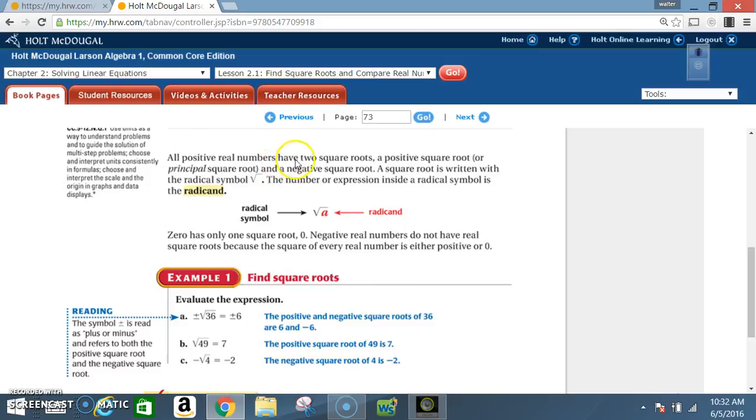All positive real numbers have two square roots, a positive square root, or principal square root, and a negative square root. A square root is written with the square root symbol. The number or expression inside the radical symbol is the radicand. Once again, the radical symbol is the square root, and the radicand is what's under the square root symbol. Zero has only one square root, and that's zero. Negative real numbers do not have real square roots because the square root of every real number is either positive or zero.